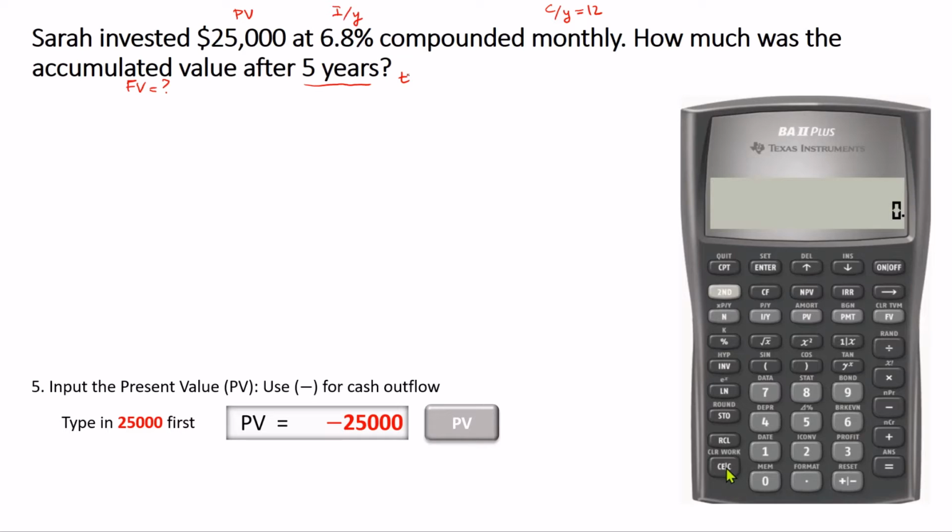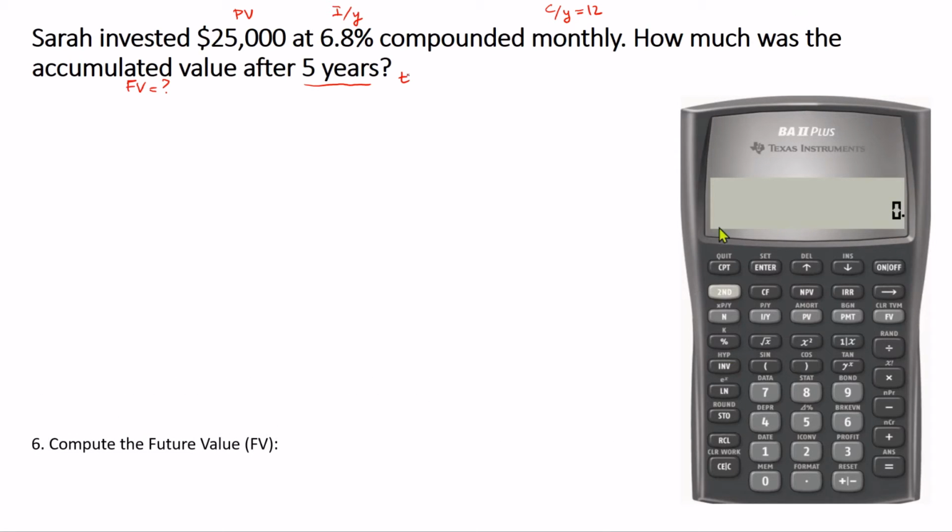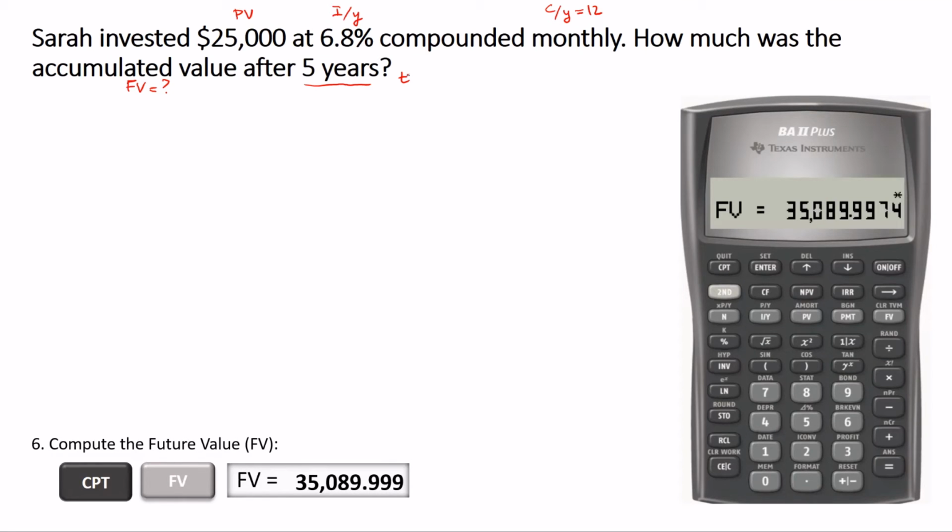We press clear, and then it's time to compute the future value. In order to compute future value, you press compute, and then you press FV. So as you can see, future value is positive. It means it is a cash inflow or money received. If we are to round off this number to 2 decimal places, the final answer will be 35,090.